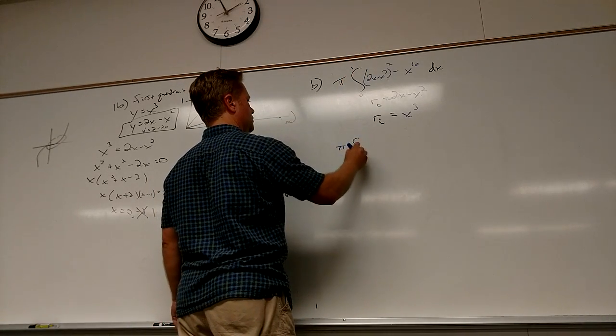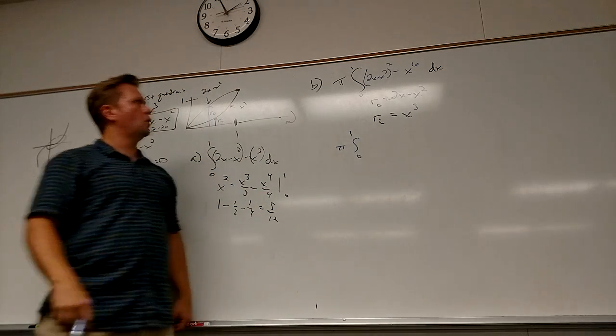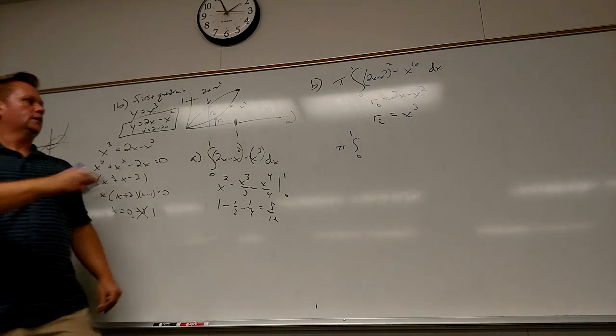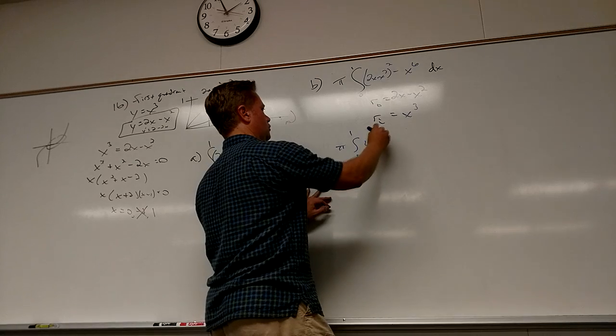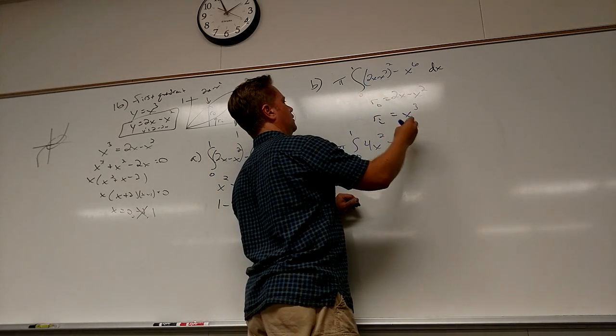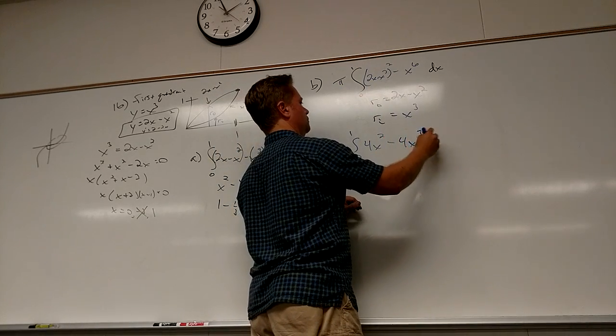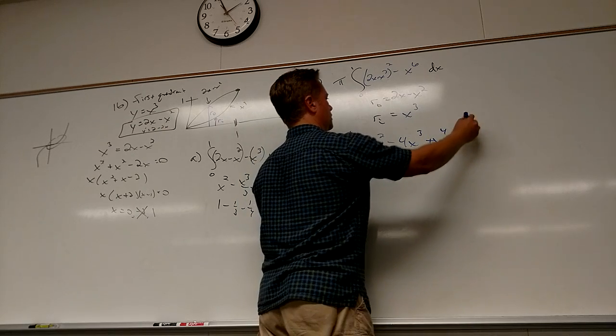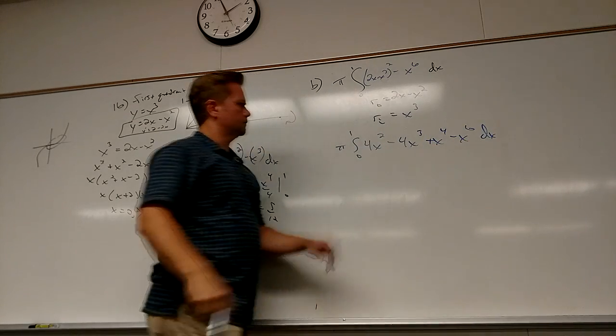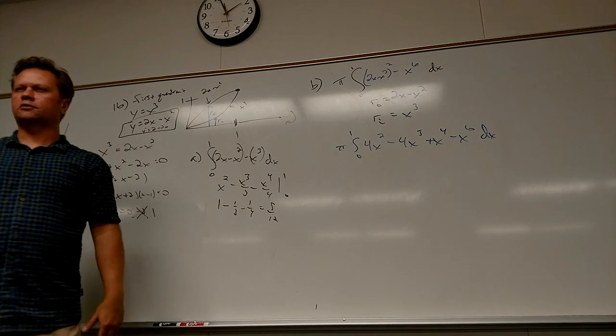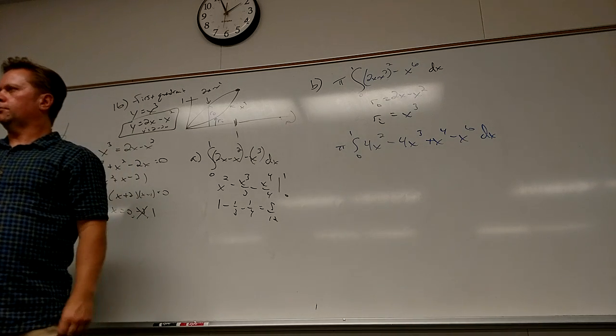So pi, 0 to 1, and you're like, watch, I'll figure out a way. 4x squared, and you just FOIL this thing out. Minus 4x cubed, is there? Plus x to the 4th, minus x to the 6th. Polynomial, 0 to 1 limits. I mean, that's the best integral problem to have.